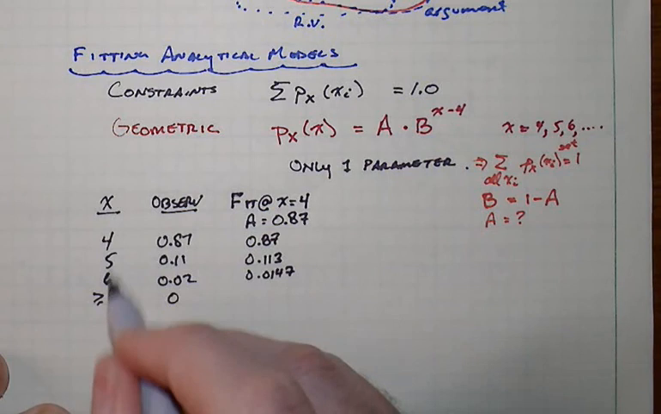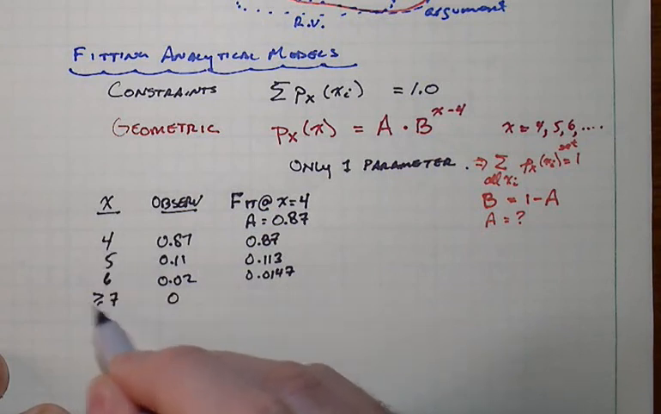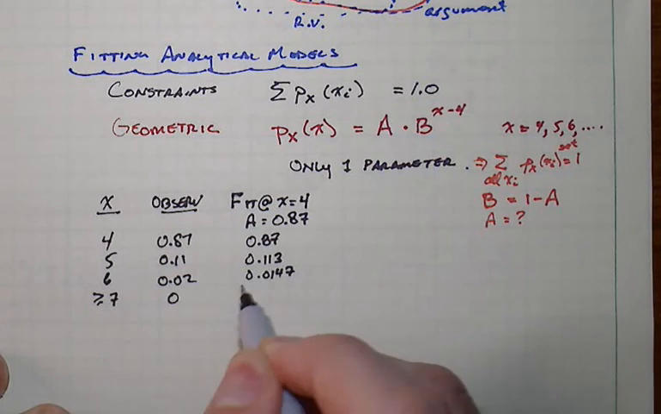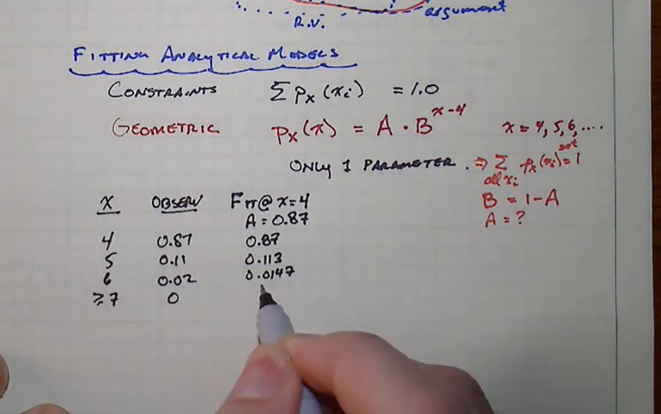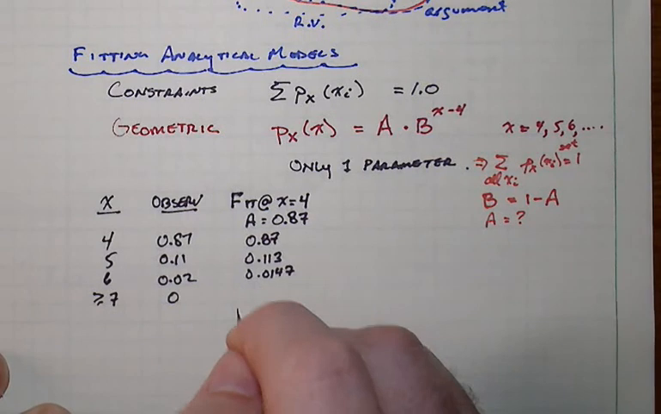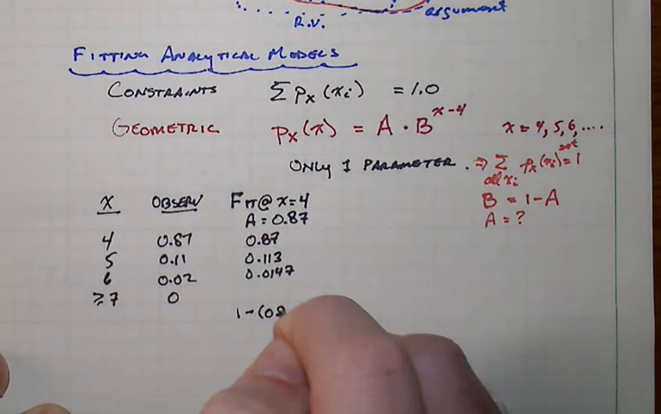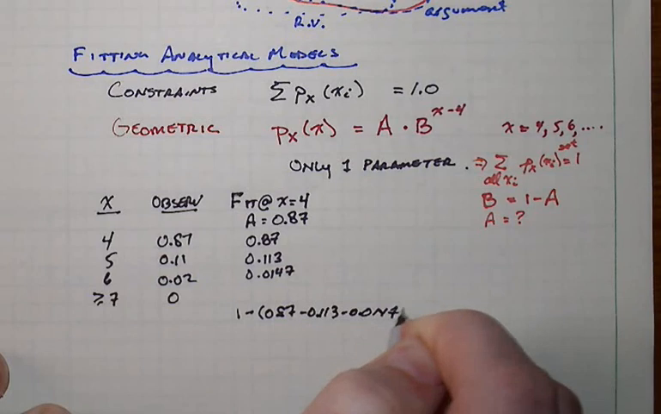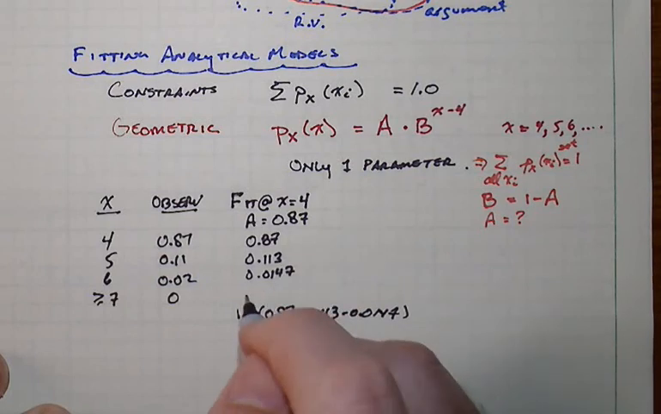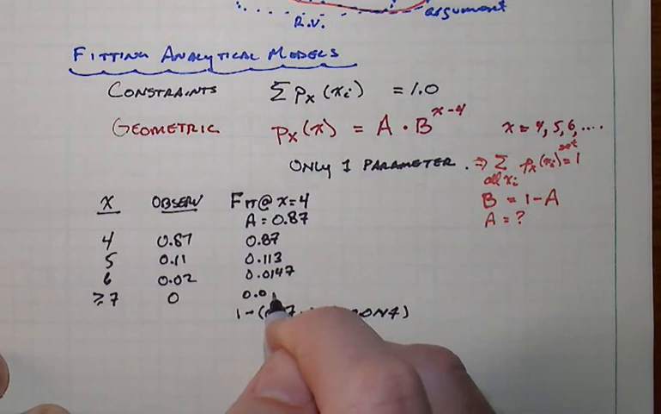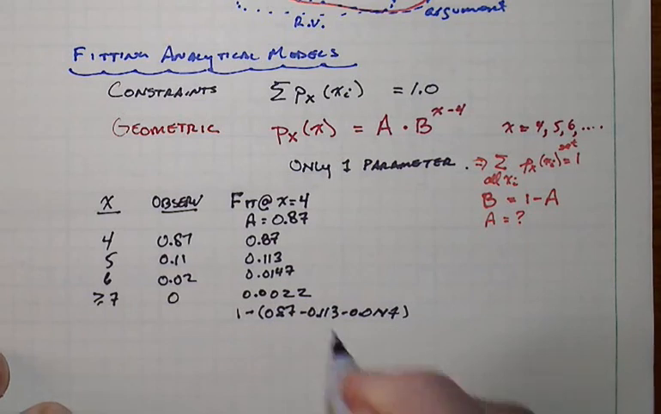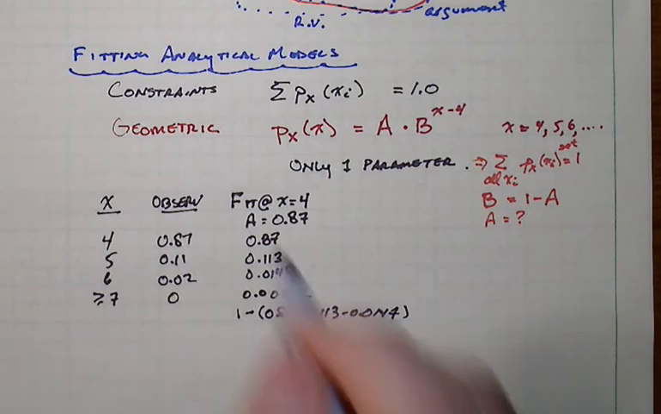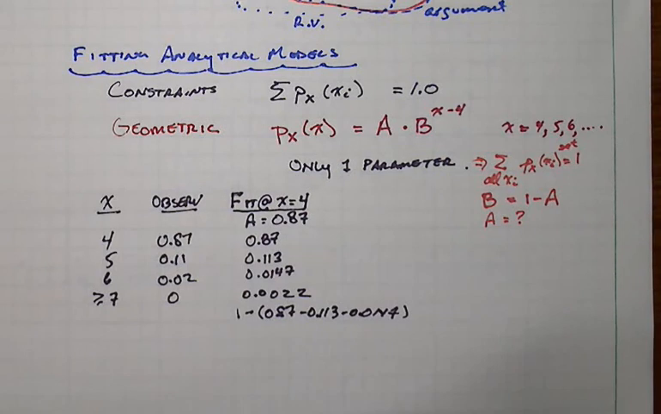Because if these are our first 3, then the odds that we have something greater, yeah, I know the observed was 0, but the theoretical model is going to say there is actually a chance out there. So we'll do 1 minus 0.87, minus 0.113, minus 0.0147, etc. And you get a number that's pretty tiny, 0.0022 for our theoretical fit.